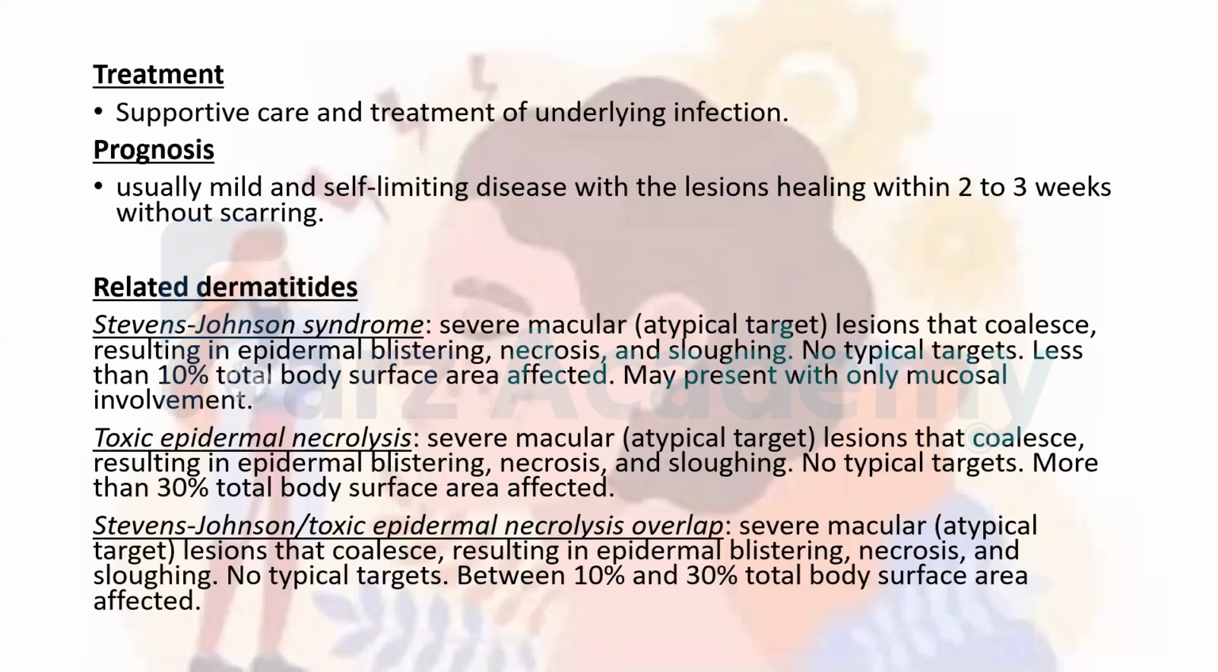Okay. Next is toxic epidermal necrolysis. Here also the lesions are severe macular lesions that again coalesce and combine together, resulting in blistering, necrosis, and sloughing. And here the difference is that more than 30% of the total body surface area is involved. When there is overlap between Stevens-Johnson and toxic epidermal necrolysis, the lesions can vary anywhere between 10 to 30%.